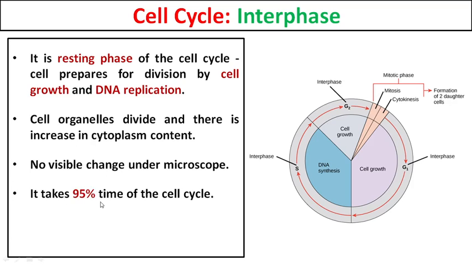It takes about 95% of the time of the cell cycle. If this is your cell cycle as shown here, then your interphase takes about 95% of the time. Apart from this pink colored region that you see in this pie chart, the whole circle is covered by your interphase. Clear? It is divided into three phases. You have the first phase, which is called G1, where you can see there will be cell growth.